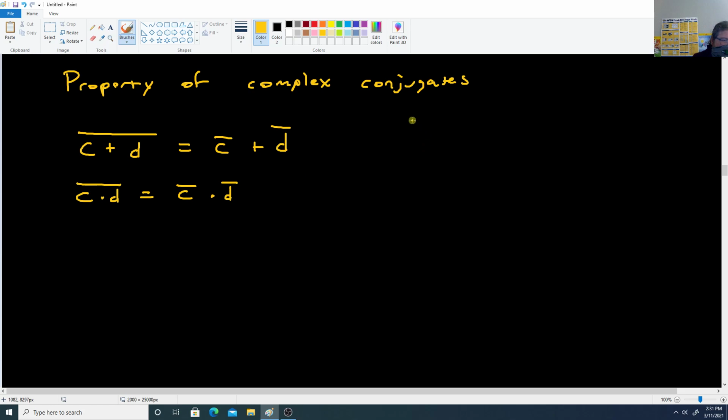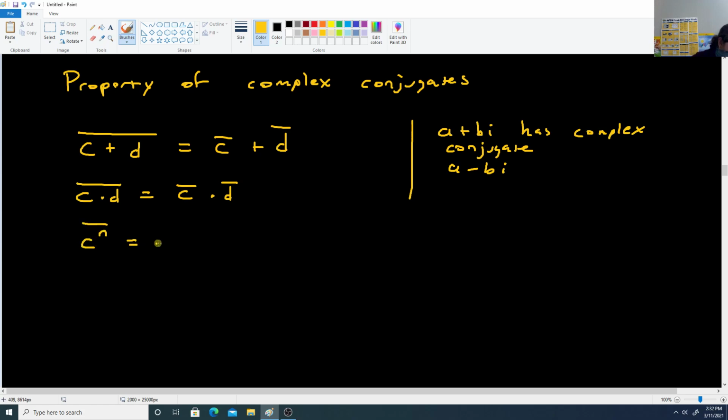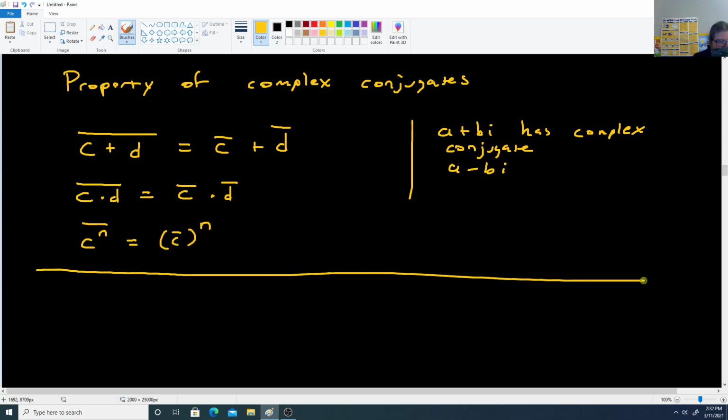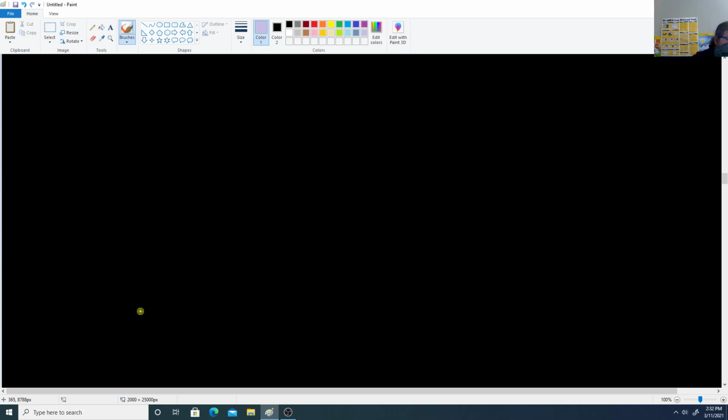And remember from section 1.3, if we have a plus bi, this has complex conjugate a minus bi. And the final one says if you have the complex conjugate of c to the n, that is the same as the complex conjugate of c raised to the nth power. So these are a couple of little properties of complex conjugates. In this section, we're not going to use these a whole lot, but they're good to keep around. What we're going to use mostly right now is the conjugate zeros theorem.